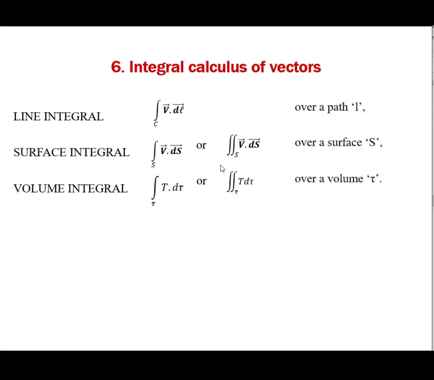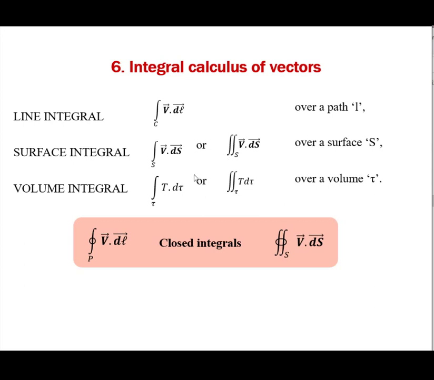Here, the line integral is over a definite path, and to show it, we put C for curve or P for path at this place. The surface integral is over a given surface, so S is put here, and the volume integral is over a volume tau or simply V, so we put tau or V at this place. If the path in the line integral and the surface in the surface integral are closed, then these are represented by this symbol, and are known as the closed line integral or closed surface integral.